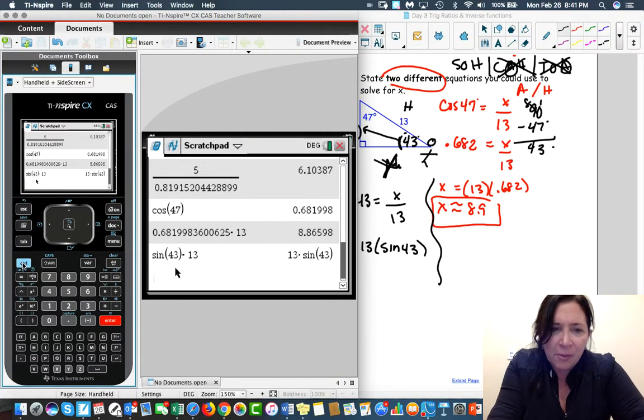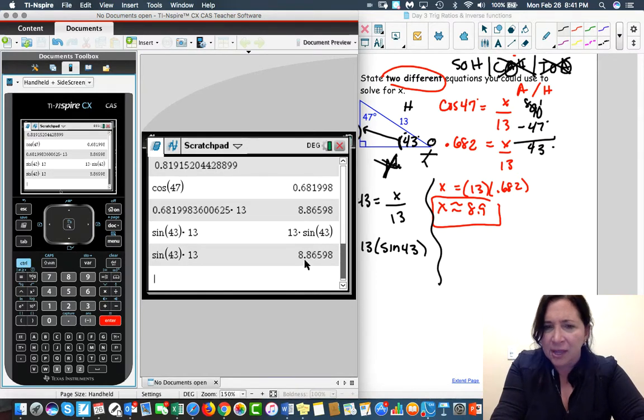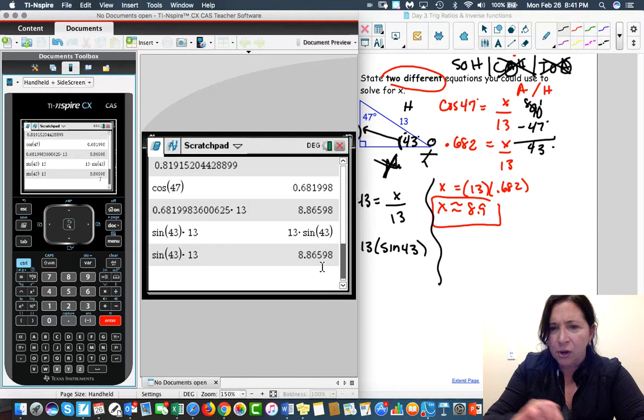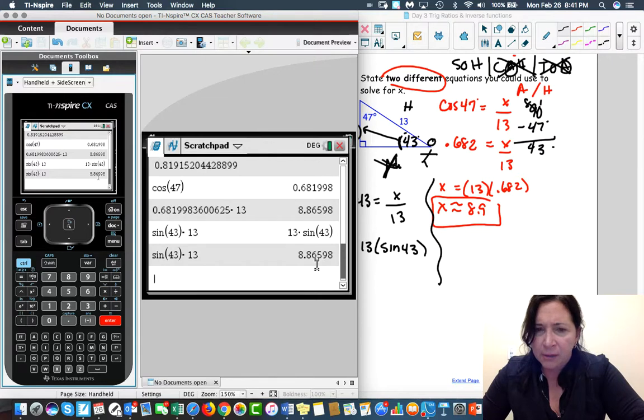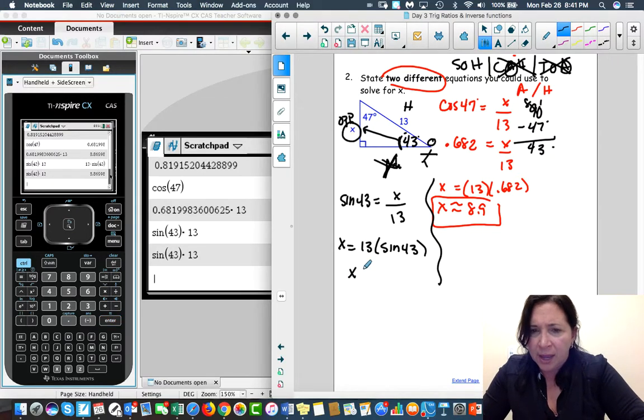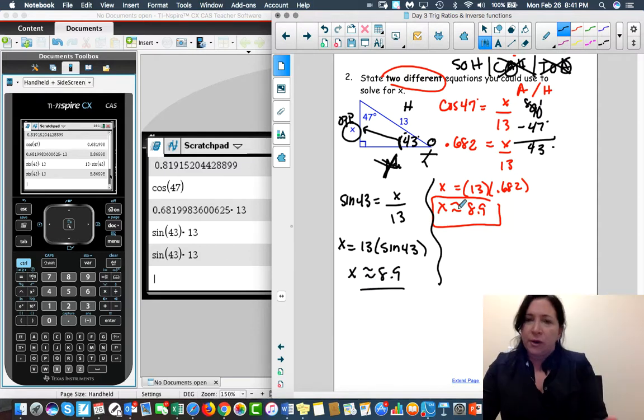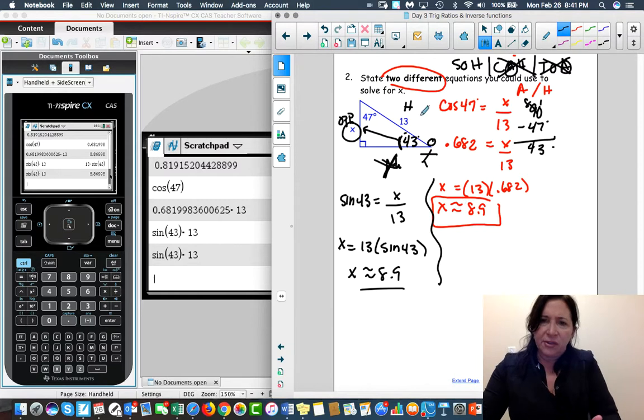But if I want an approximate answer, I'm going to hit Control Enter, and that's going to give me my approximate answer, which is 8.86. If I round that up, it's going to be 8.9. So X is about 8.9 again. And of course, you should get the same answer. This is just giving you two different ways of finding the same answer.